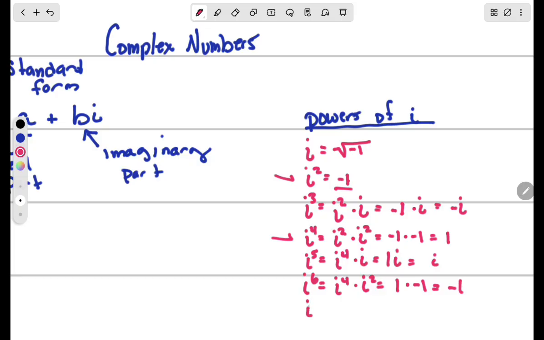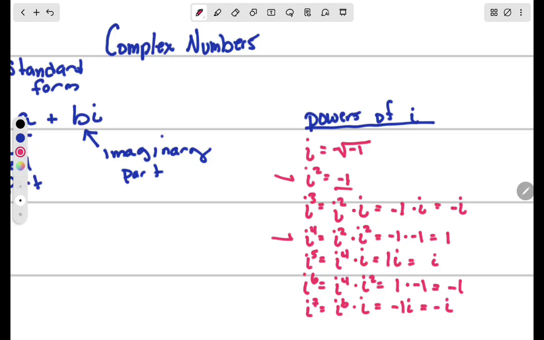So just keep going. i to the 7th. I think you get the idea. i to the 7th, we got a 6. So we factor i to the 6th and i to the 1st. i to the 6th is negative 1, and i to the 1st is just i. That's our unit. So the answer is negative i.